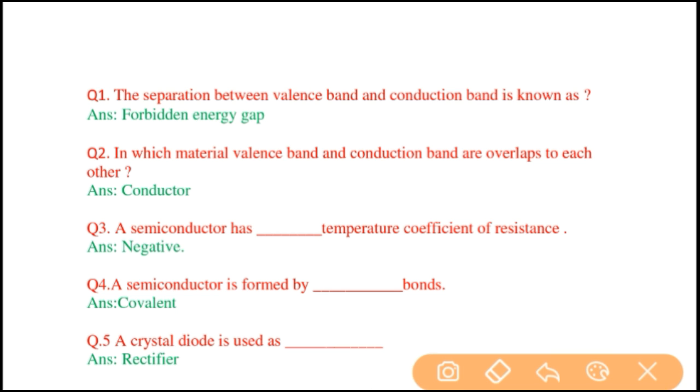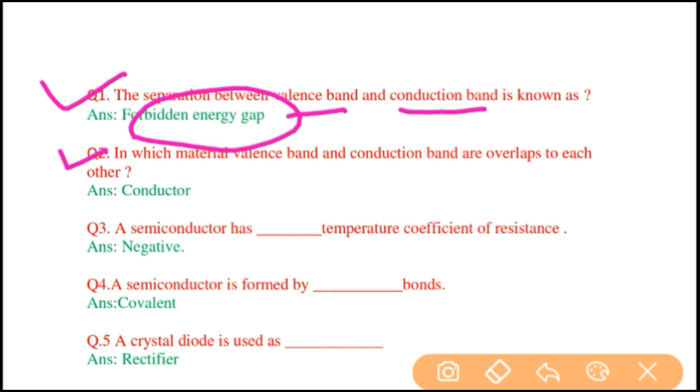Now from the discussion you can clearly answer question number 1: the separation between valence band and conduction band is known as the forbidden energy gap. Now coming to question number 2: in which material do the valence band and conduction band overlap each other? From the previous discussion, you can clearly answer this as well: the conduction band and the valence band overlap in a conductor.